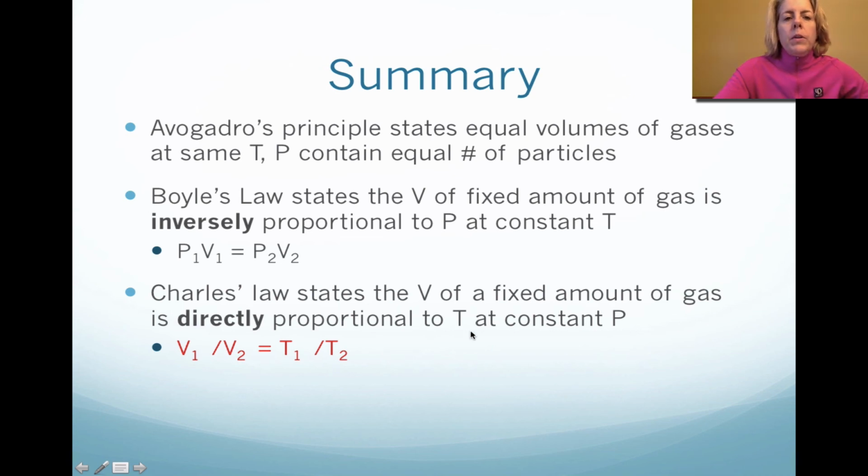Okay, so please note with Avogadro's principle, we say that equal volumes of gases at the same temperature and pressure should contain an equal number of particles. And this doesn't matter what type of gas it is, it just matters that the temperature and pressure are the same. Please note with Boyle's law, we're talking about an inversely proportional relationship between volume and pressure, okay? So if you increase one, the other should decrease. Whereas with Charles' law, if we have a fixed amount of gas, volume is directly proportional to the temperature. So if you increase one, you're going to increase the other.